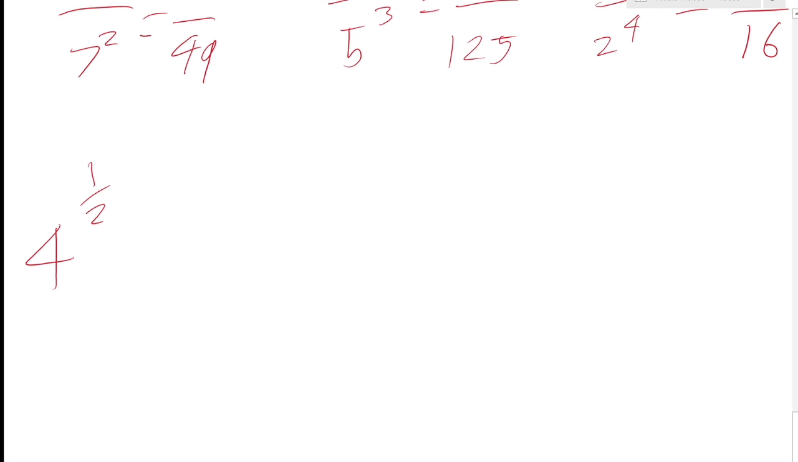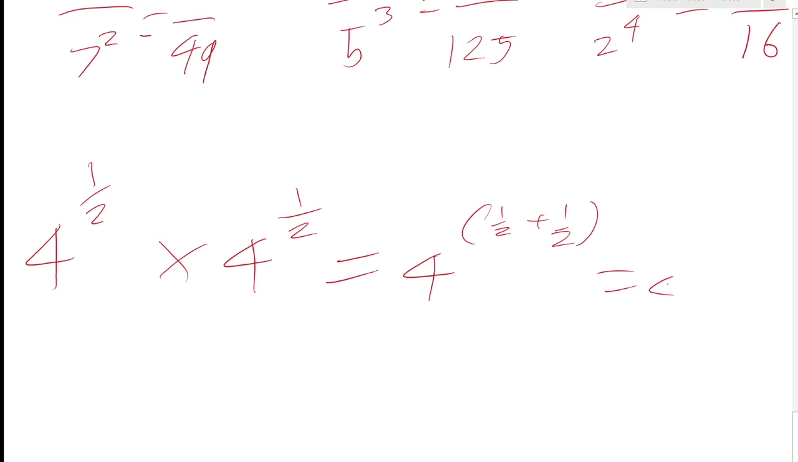Now, we can again use that first rule. In this case, we'd want to multiply by another 4 to the half. We would get that equaling, obviously, 4 to the half plus a half, which is just 4 to the 1, which equals 4. Great, but we still don't know what 4 to the half is.